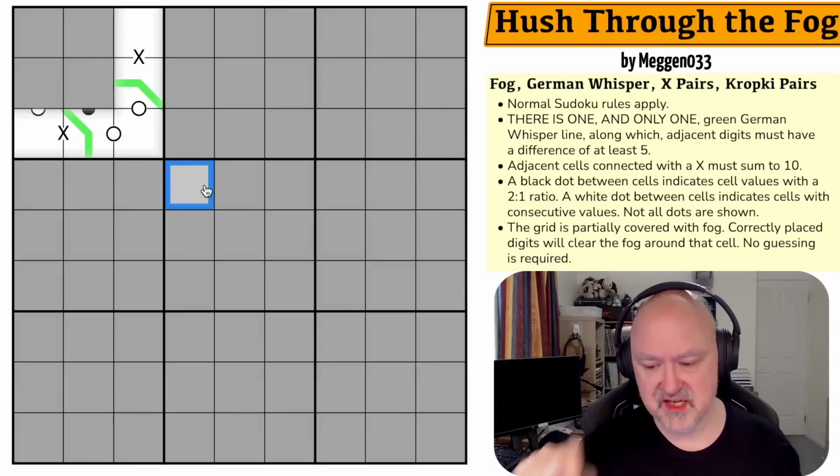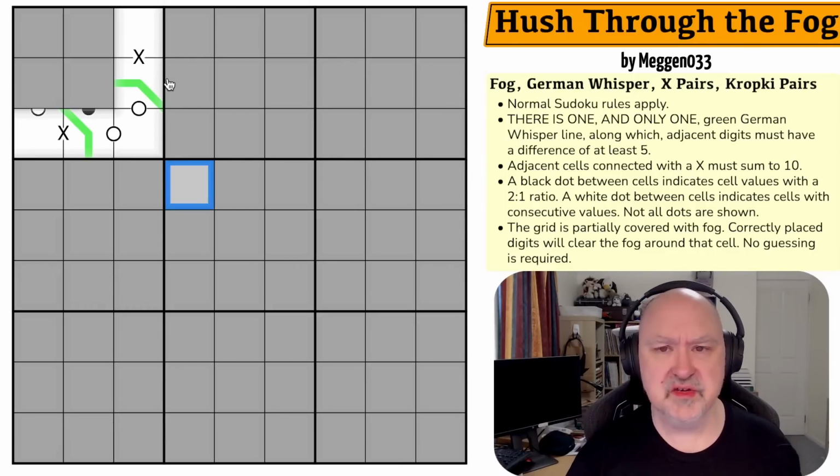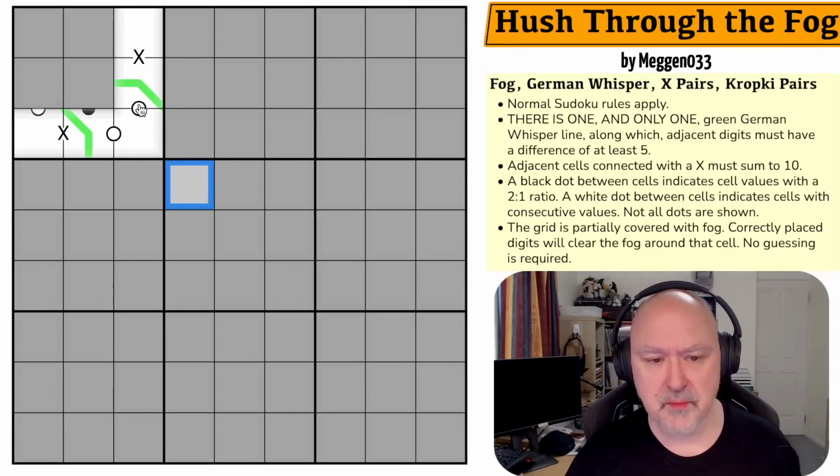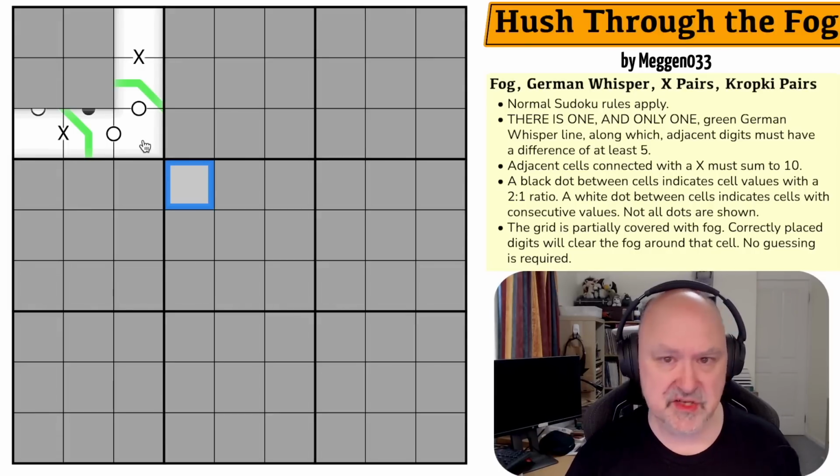So you could put a digit in and say, is this correct? Yes, no. Put another digit in. Is this correct? Yes, no. You can do that on any Sudoku grid. That's not a problem. It's just this gives you direct feedback. You don't need to do that, however. So that's how the fog works.